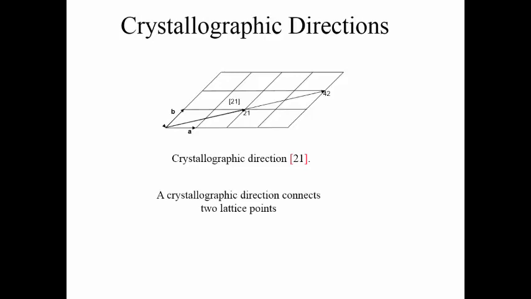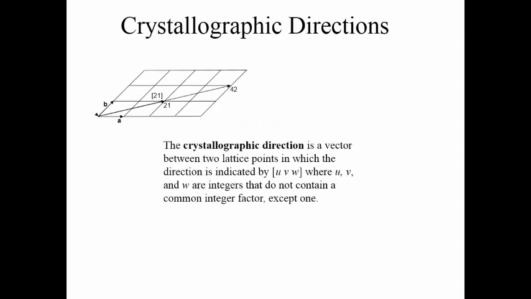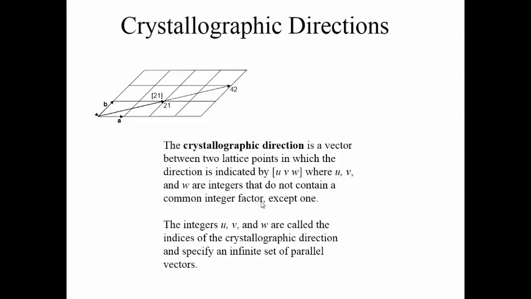So a crystallographic direction connects 2 lattice points. And here's our official definition. A crystallographic direction is a vector between 2 lattice points in which the direction is indicated by u, v, and w in 3 dimensions, where u, v, and w are integers that do not contain a common integer factor except for 1. And the integers u, v, and w are called the indices of the crystallographic direction, and they specify an infinite number of parallel vectors.